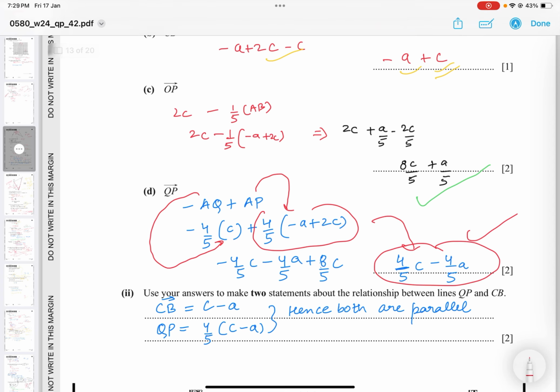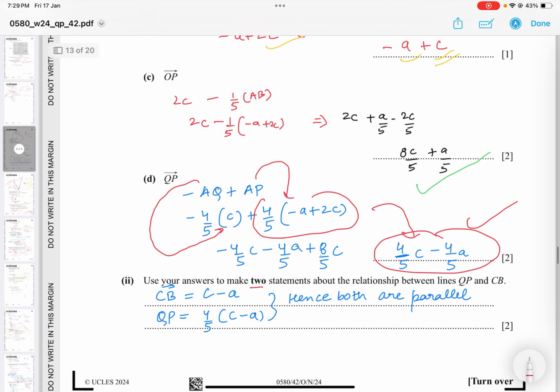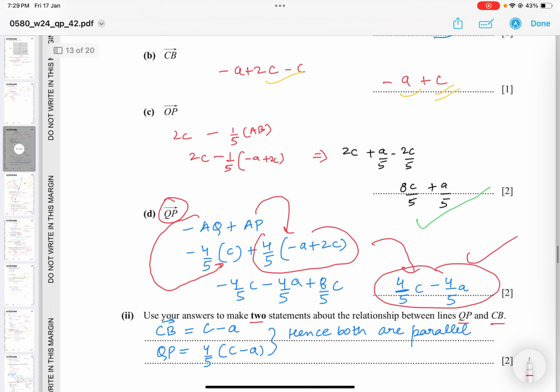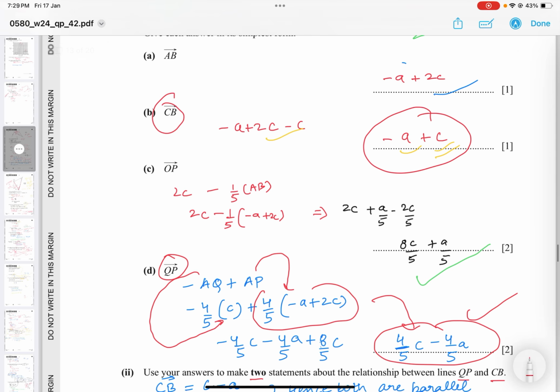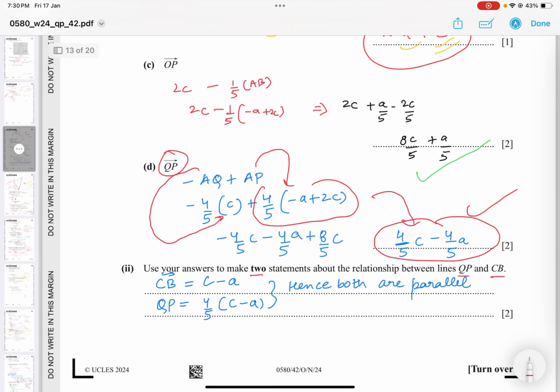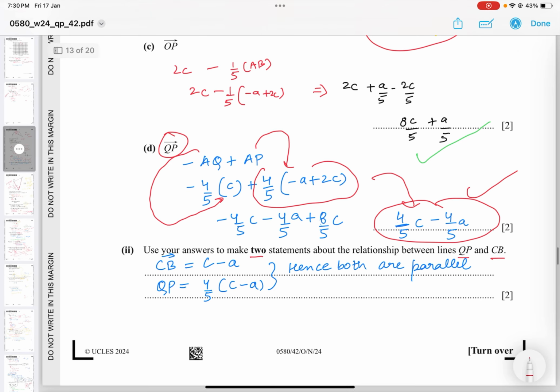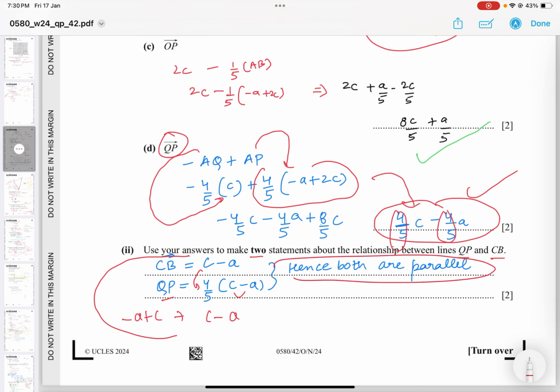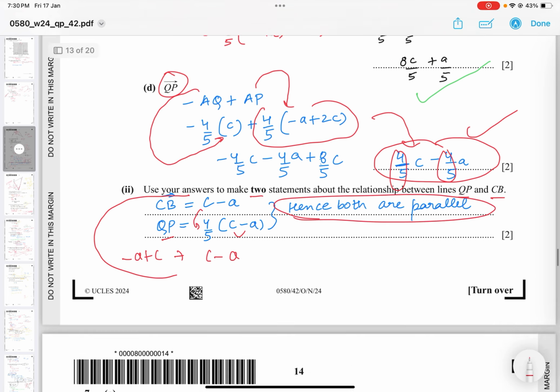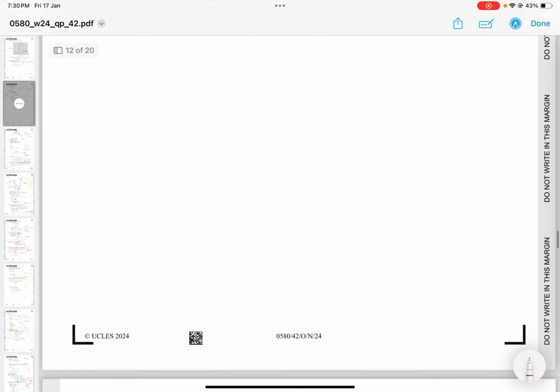All right, use your answer to make statements about the relationship between QP and CB. What is the relationship between QP and CB? CB was negative A plus C, or we can write it as C minus A. QP, if I take 4 by 5 common from both, would be 4 by 5 times C minus A. As you can see, it is a multiple of CB. That means both are parallel. Repeat after me: parallel. Very good.